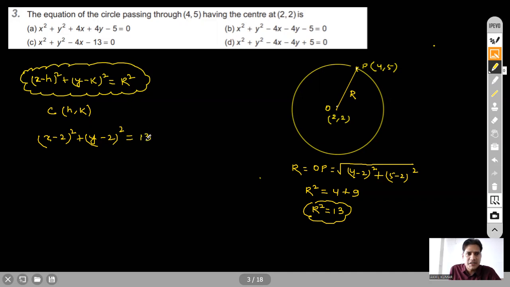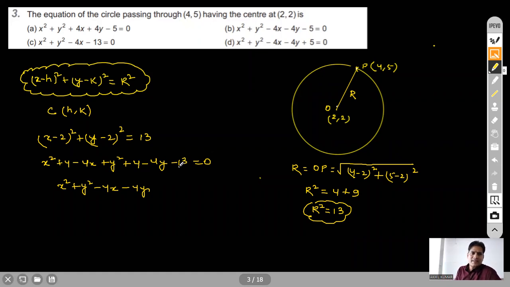What is r square? R square is 13. Now let's open this squares. So this will be x square plus 4 minus 4x plus y square plus 4 minus 4y minus 13 is equal to 0. So this will become x square plus y square minus 4x minus 4y, 4 plus 4, 8, plus 8 and minus 13. So it will be minus 5 is equal to 0. So x square plus y square minus 4x minus 4y minus 5 equal to 0. So option B is correct. This will be the required equation, the equation of the circle.